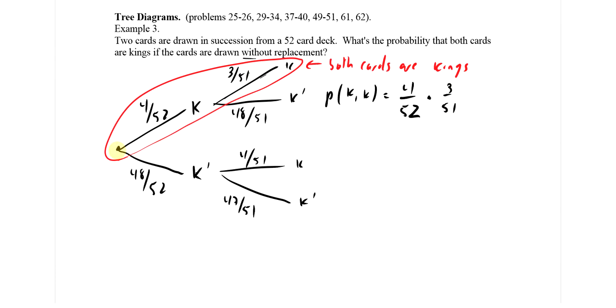So this is the beginning. These are called branches: king, king; king, not king; not king, king; drawing a king, not a king, and then not a king. So that's 12 out of 2652. So 0.0045 is the probability that you draw 2 kings at random out of a deck if you choose them without replacement. So less than 1%.